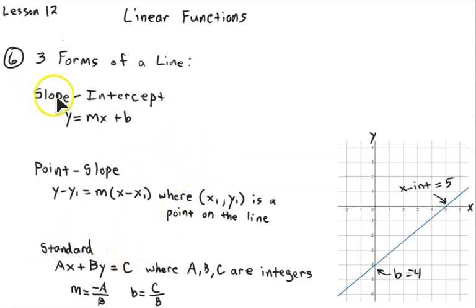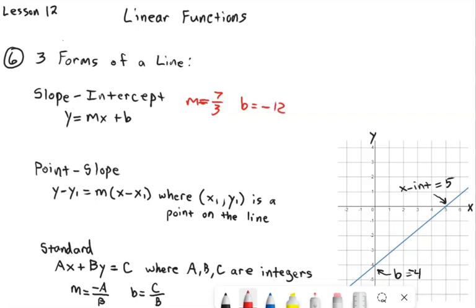Slope-intercept form, basically what you do is you take the slope, m, and you take the intercept, b, which we've already discussed, and you put it in this equation. You write y equals, and then whatever the slope is, times x, plus whatever b is. For example, if we knew that the slope was 7 over 3, and the y-intercept was negative 12, then the slope-intercept form would be y equals 7 over 3 x minus 12.